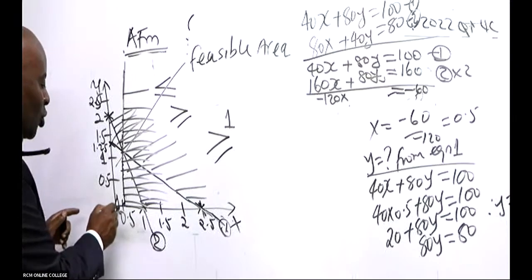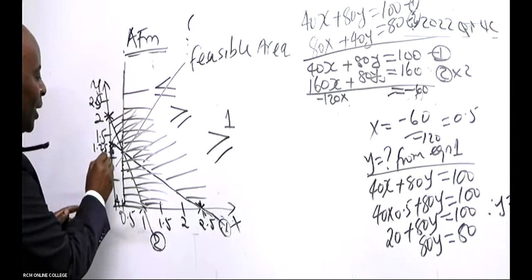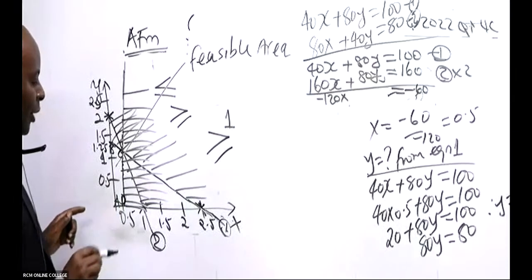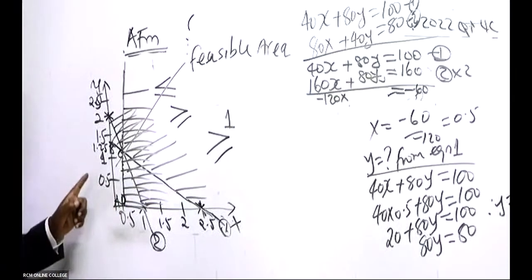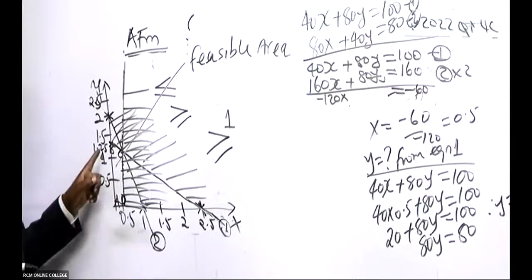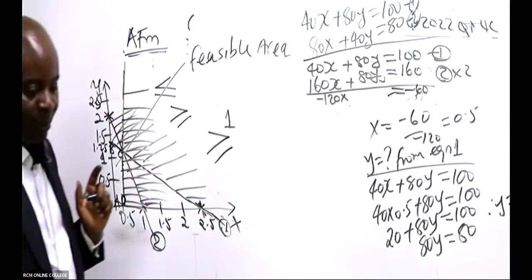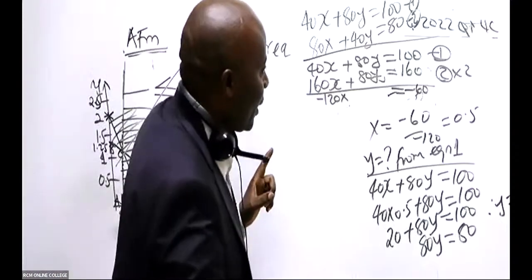This will be my first corner A. This will be B. This will be C, because we are using what we call the corner point method. Mark all the corners: corner A, corner B, corner C, corner D. Mark all of them. That is the last step.